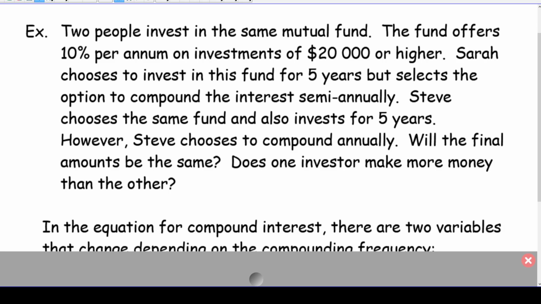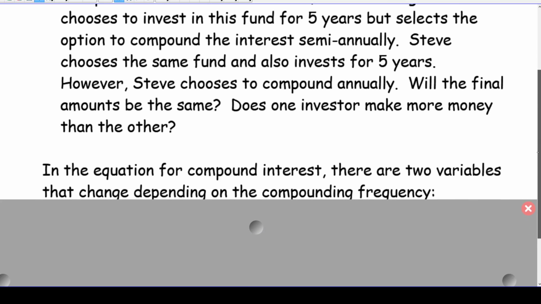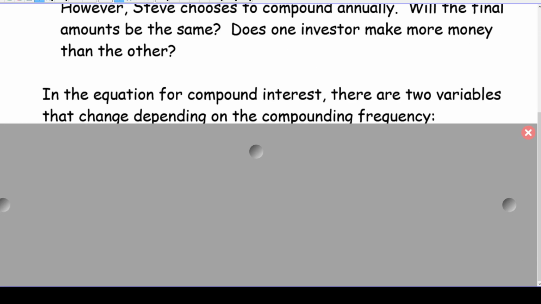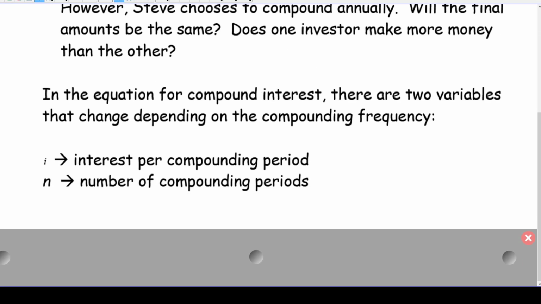So this is the way you're going to set up these questions. The most important thing when solving compound interest questions, in my opinion, is calculating the I and the N first. If you can get these 2 quantities down, you won't have any problems with the rest of the unit. These are the 2 quantities that mess people up the most. So let's take a look at Sarah.